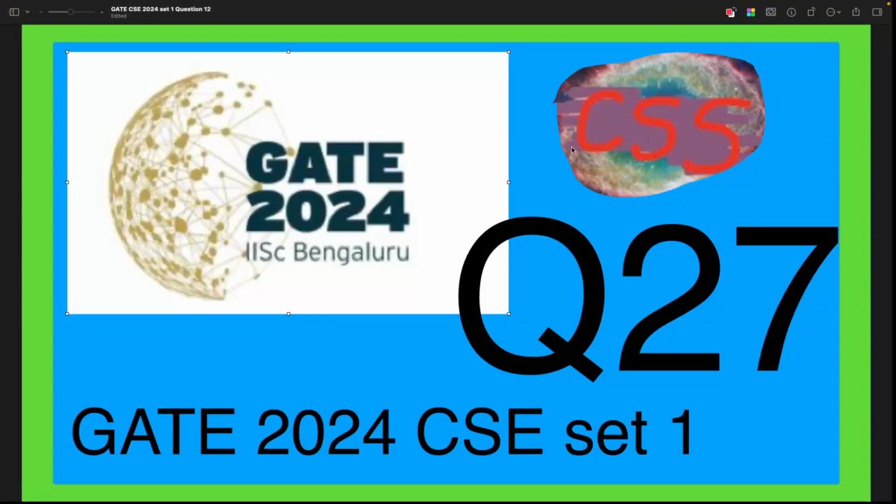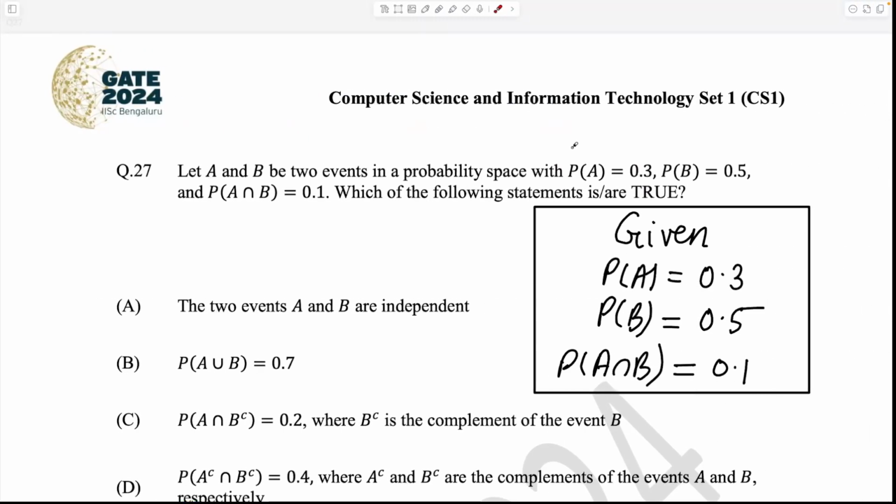Good morning, students. So today we are going to solve question 27 from GATE CSE 2024 set 1. The question states that let A and B be two events in a probability space with P(A) equal to 0.3, P(B) equal to 0.5 and P(A intersection B) equal to 0.1. Which one of the following statements is/are true?